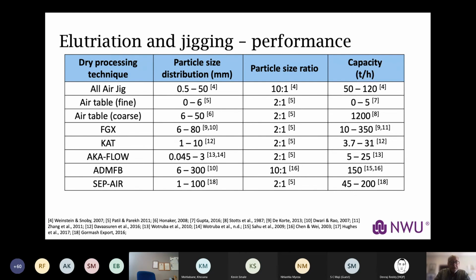Now, the particle size distributions that it can take, again, there are Airtable claims to be able to do less than 6 millimeters, and so can the KAT, the Akka flow. But it's not often that you see FGX, for example, below 6. It doesn't really like it. So again, one can see this limitation coming in with particle size, although some of the machines can do it. And then the capacities, well, that's quoted there, but I can't really comment on that because it depends on how big the machines are, and it depends on the difficulty of the coal and that sort of thing.